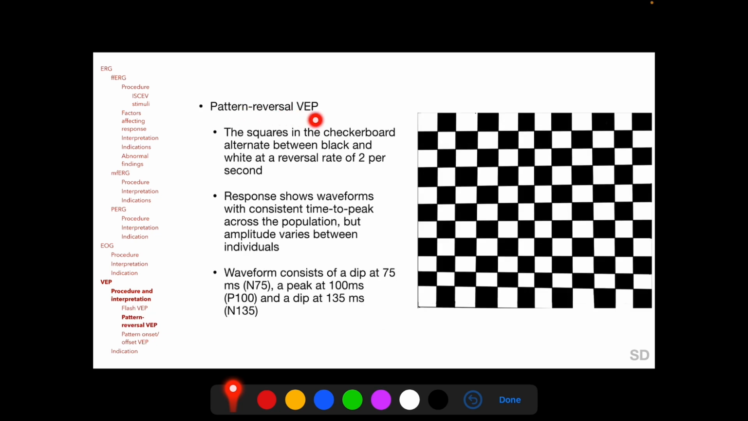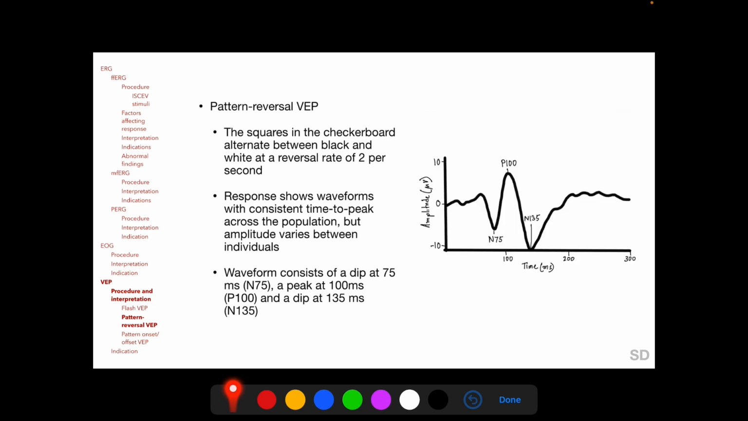In pattern reversal VEP, the squares in the checkerboard stimulus alternate between black and white at a reversal rate of 2 per second, and so to the patient it appears like this. The response shows waveforms with consistent time to peak across the population, but the amplitude varies between individuals. The normal pattern reversal VEP waveform consists of a dip at 75 milliseconds called N75, a peak at 100 milliseconds called P100, and a dip at 135 milliseconds called N135.